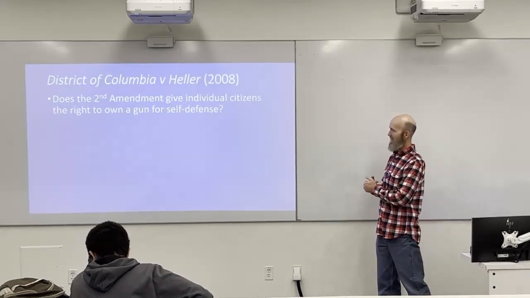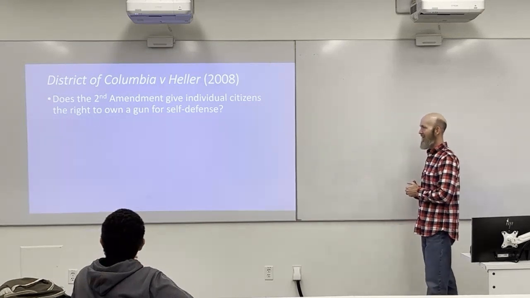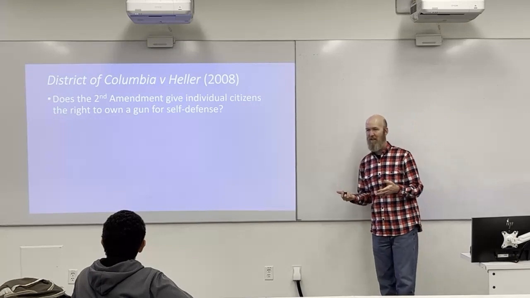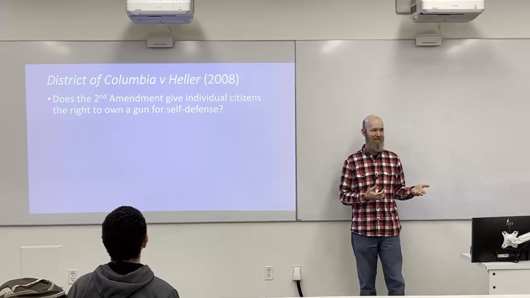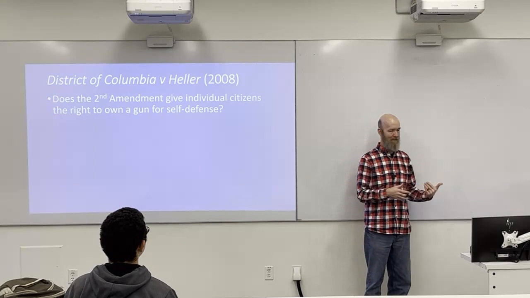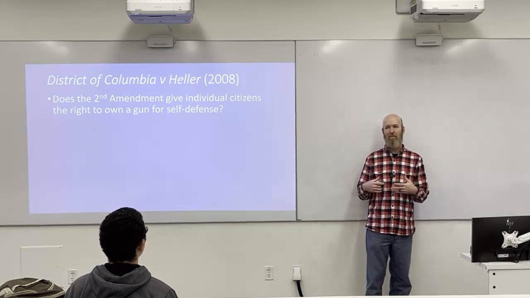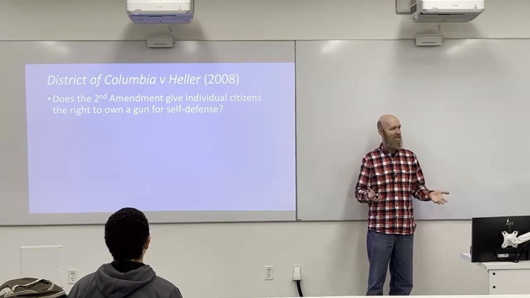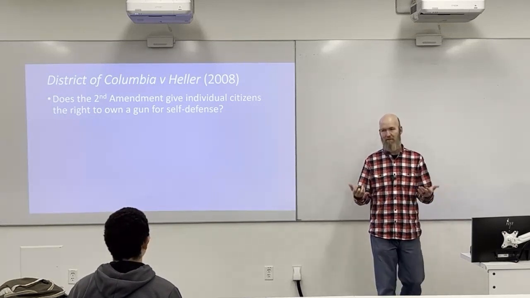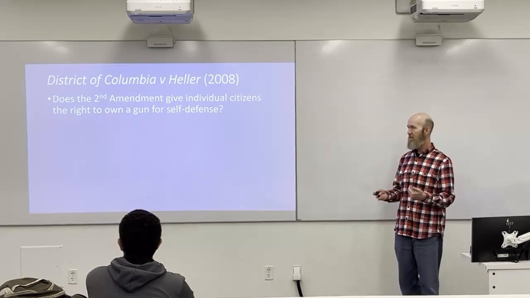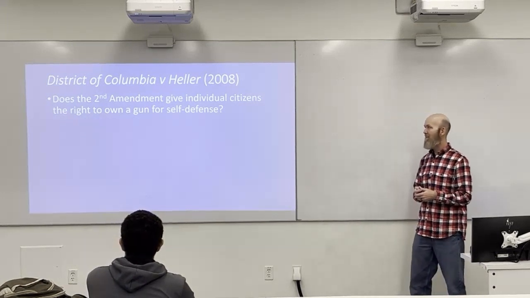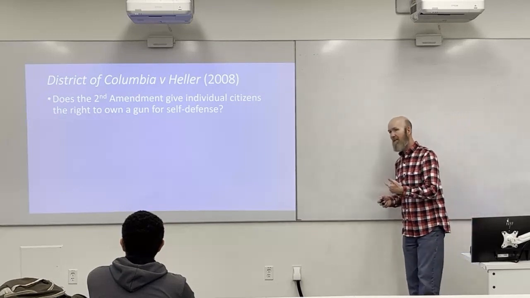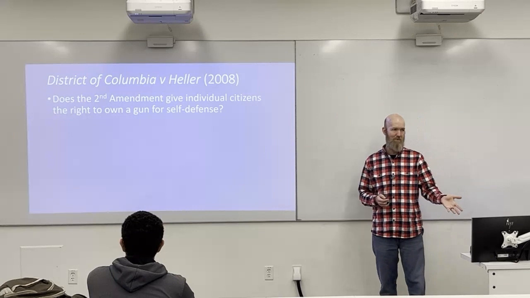Another case, 2008, District of Columbia v. Heller. Heller was a police officer who wanted to have a gun at home for his own protection. The District of Columbia required everybody who wanted a gun to get a permit that the District of Columbia could issue if they felt like it. He asked for permission to have a gun at home. The District of Columbia said no. So he sued, claiming that his Second Amendment rights to own a gun were being violated.